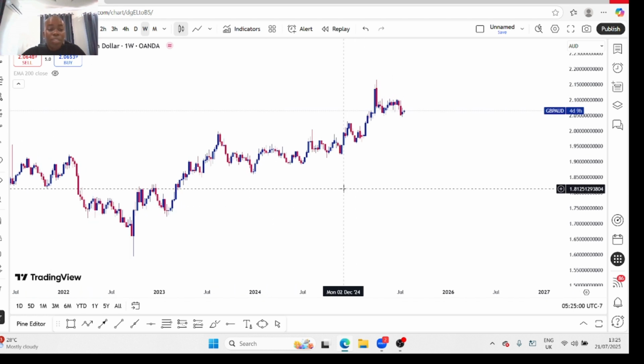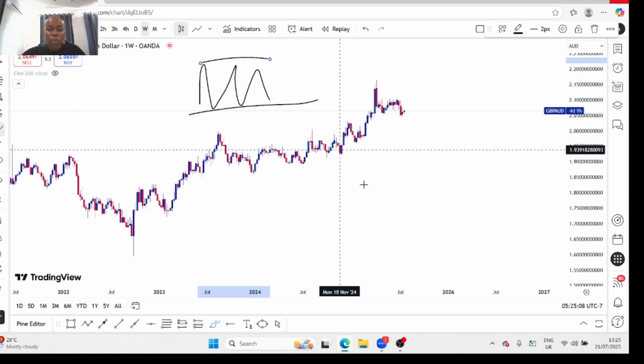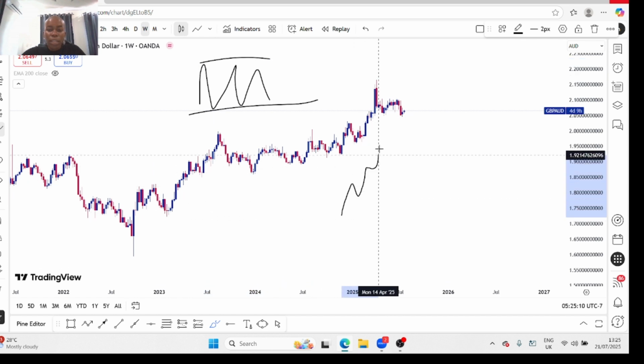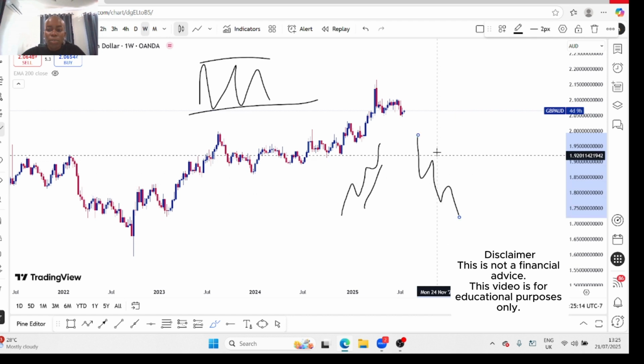Or is it ranging? Is it moving in a range like this? Is it just consolidating like this? Or is it making higher highs and higher lows, which is bullish? Or is it making lower highs and lower lows, which is bearish?